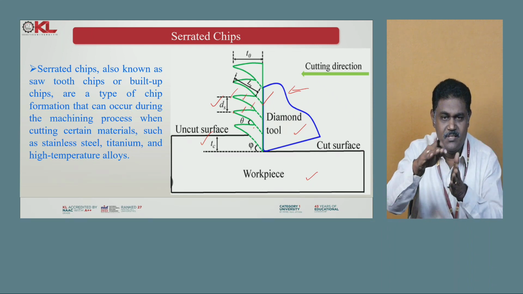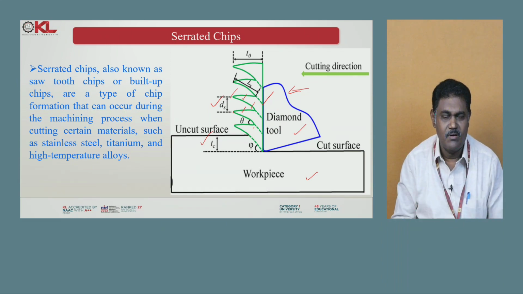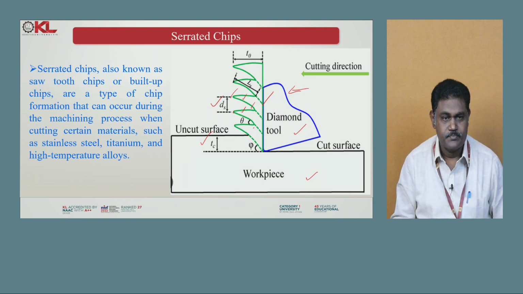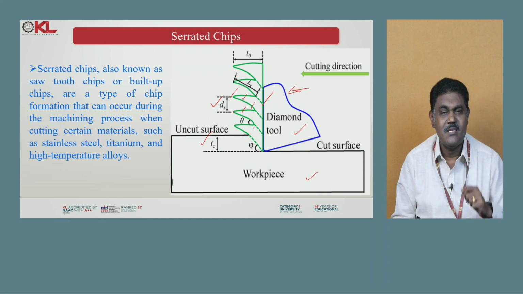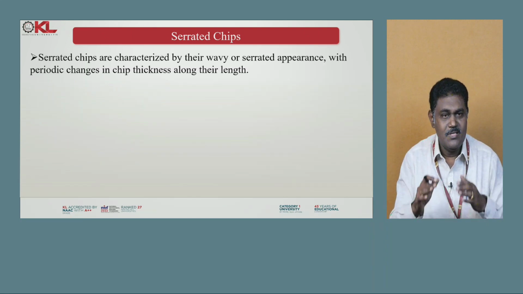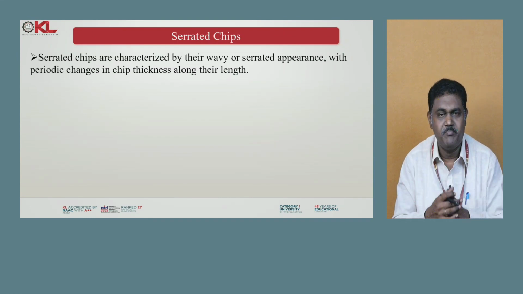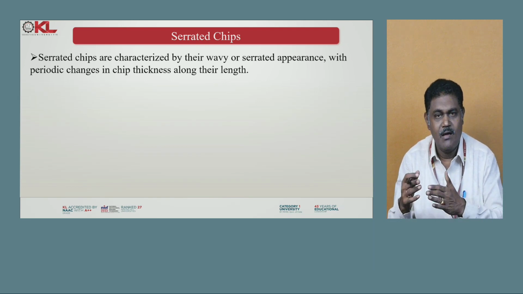During this process, this type of sharp tooth shape is forming before removing from the tool. Mainly it is happening while machining special materials like stainless steel, titanium, and high temperature alloy materials. Once machining, this type of chips we can observe. So the serrated chips are characterized by their wavy or serrated appearance with periodic changes in chip thickness along their length.